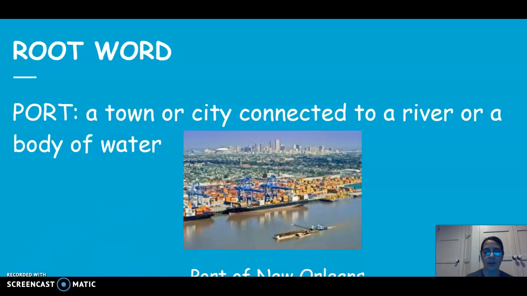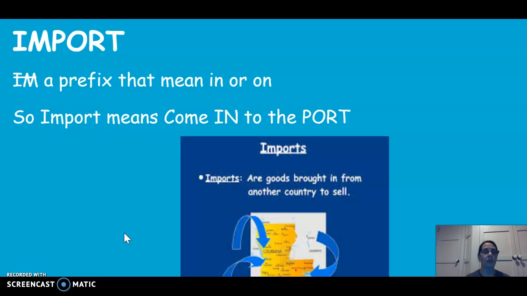Remember the Port of New Orleans? We talked about the Port of New Orleans being a very important port to Louisiana because it helps Louisiana's economy. Remember, back in the day, all of the leaders of France, Spain, and the United States often argued over the Port of New Orleans because they knew how important it was to helping their economy make money. So that root word is port.